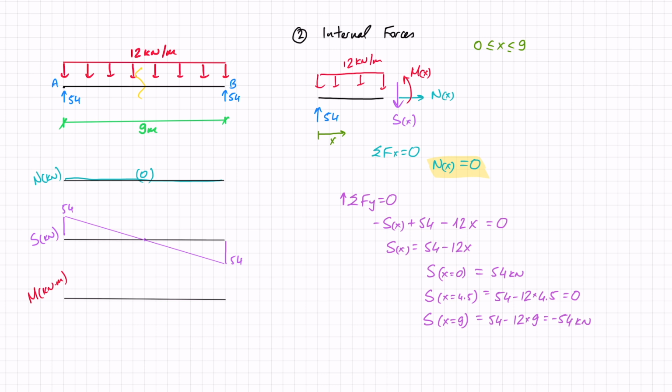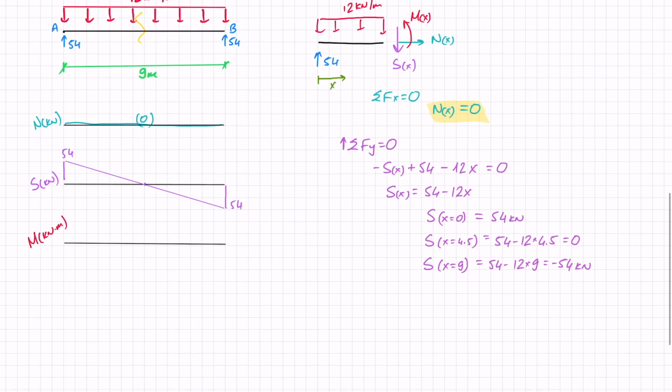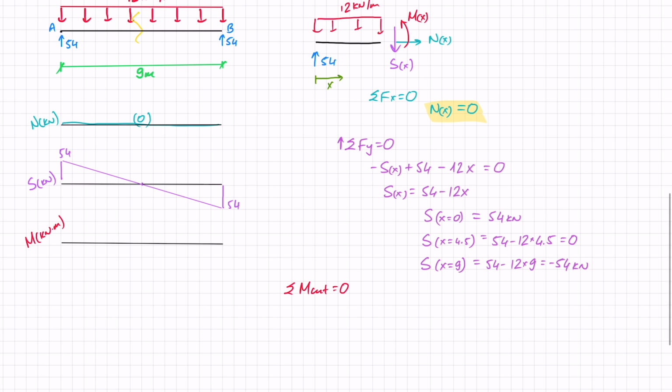And the last thing that I need to do is my moments. I'm just going to move down a little bit. So my sum of moments around the cut has to equal 0. So around the cut, I've got my moment that I've exposed, so Mx, which is giving a positive moment. And then I've got minus 54 times x, so that is my reaction force times the x.